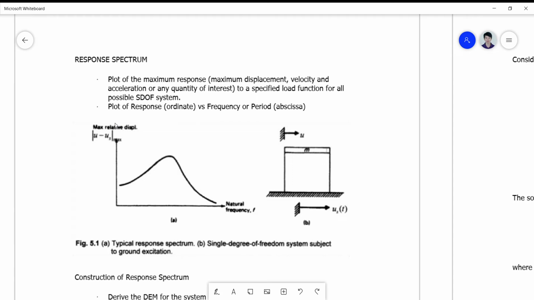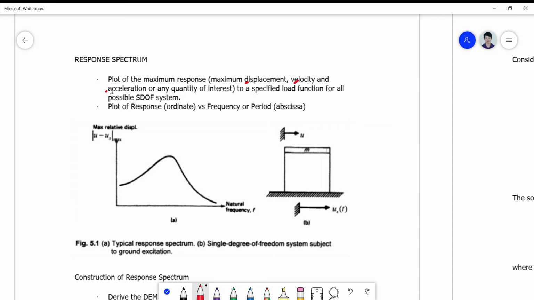Okay, so first we define what response spectrum is. We have heard this a lot of times in a software presentation. So a response spectrum is simply a plot of the maximum response. And when we talk of response, we are interested in displacement, velocity, and acceleration.